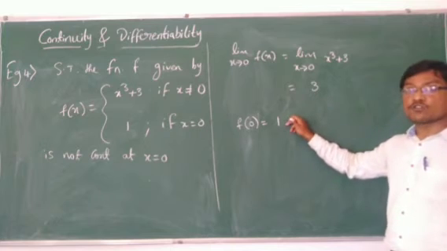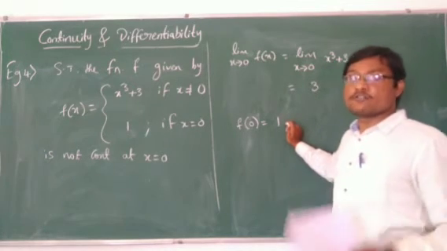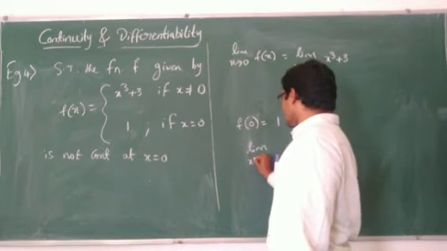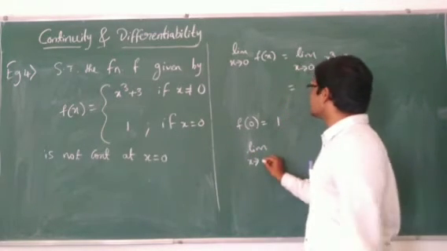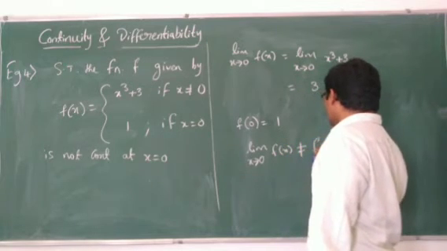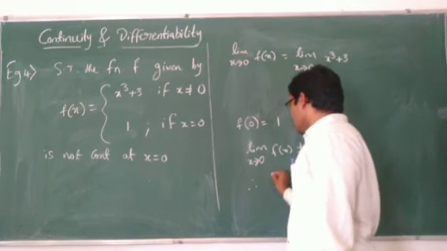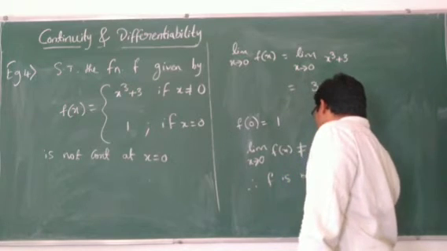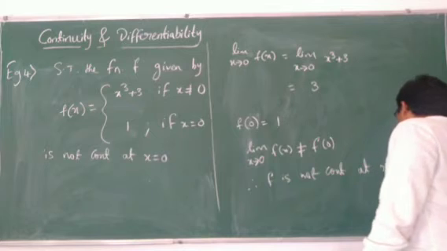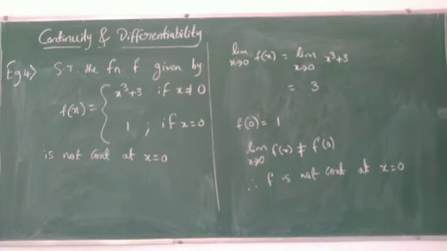The limit value is not equal to the function value, so the function is not continuous at x equal to 0. The limit as x tends to 0 of f of x is not equal to f of 0. Therefore, f is not continuous at x equal to 0.